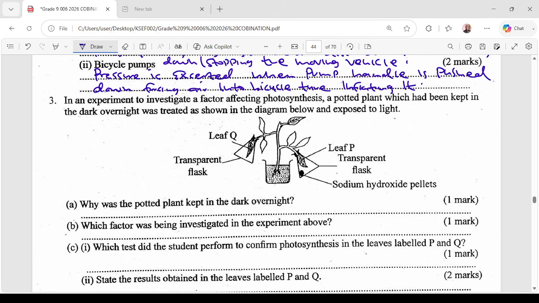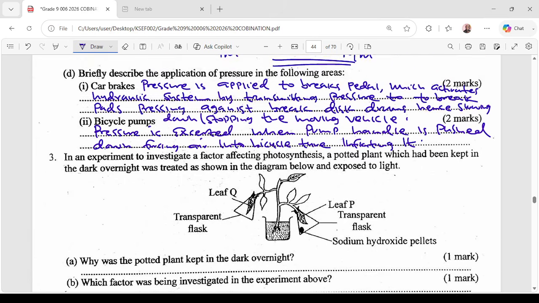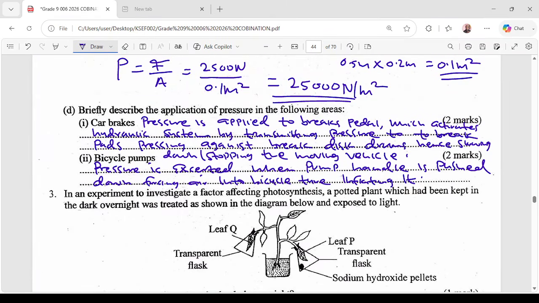In an experiment to investigate, okay, the 2 questions I've tested on the first one was tested on the pressure transmission in fluids. In this case it is gas. So the first one was in liquids. Liquids, gases, both are fluids. So they have tested on Pascal's principle.